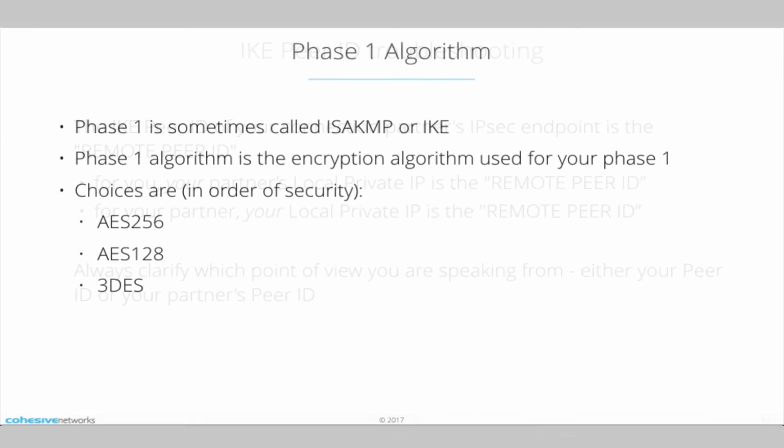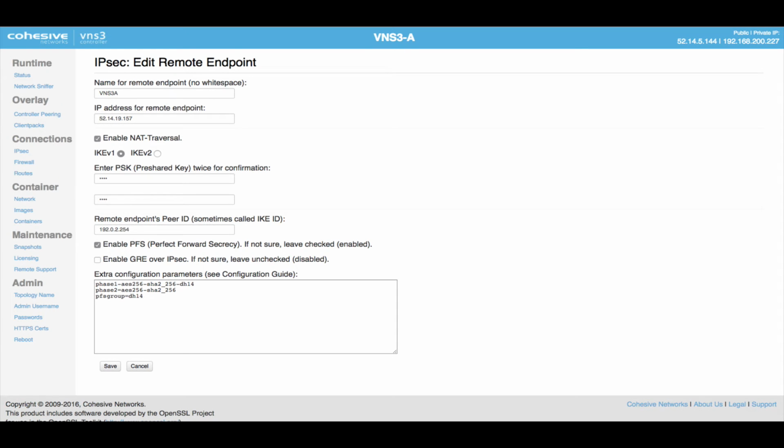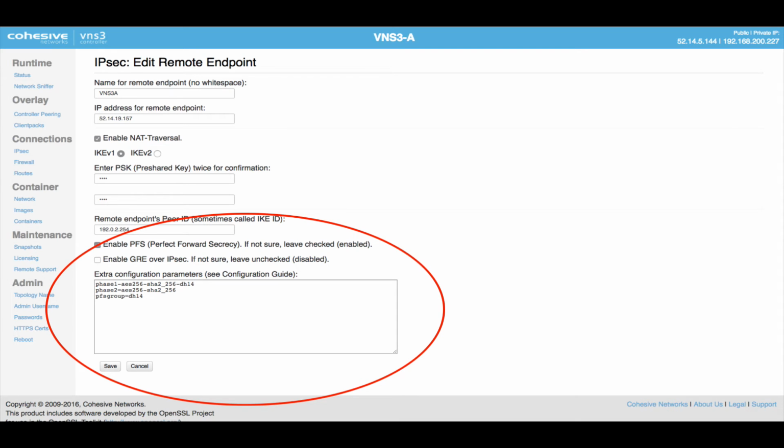Phase 1 algorithm basically is just the encryption algorithm that's going to be used in the Phase 1 communication. Sometimes people will call it ISAKMP. Sometimes they call it IKE. There are basically very limited choices. Your choices are AES 256, AES 128, and 3DES. And this comes out in the extra parameters box, where you'll specify Phase 1 equals.